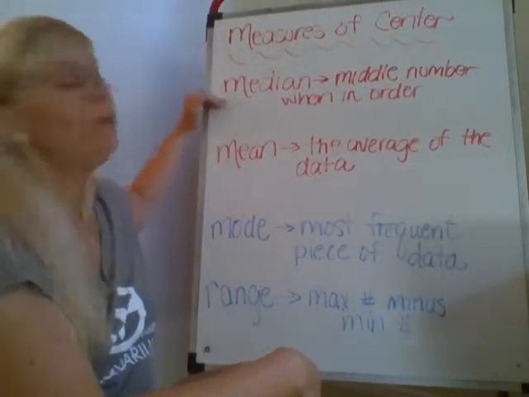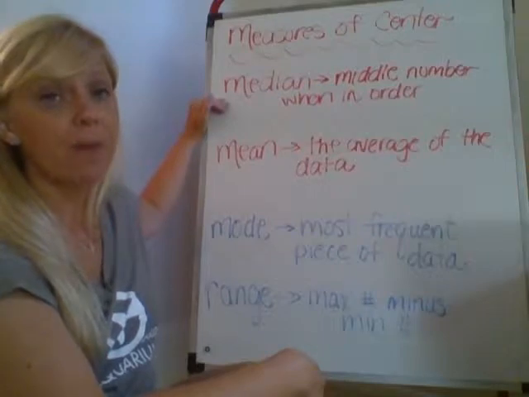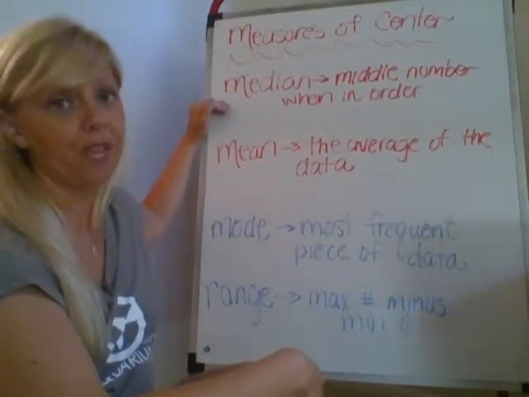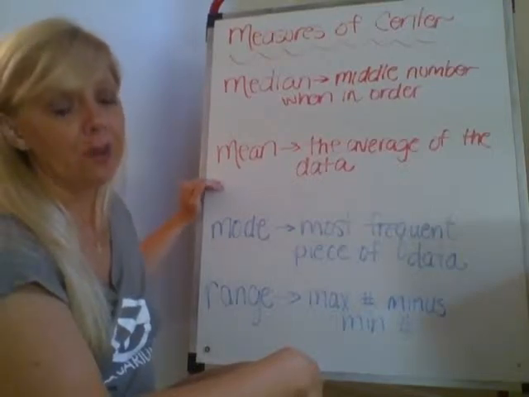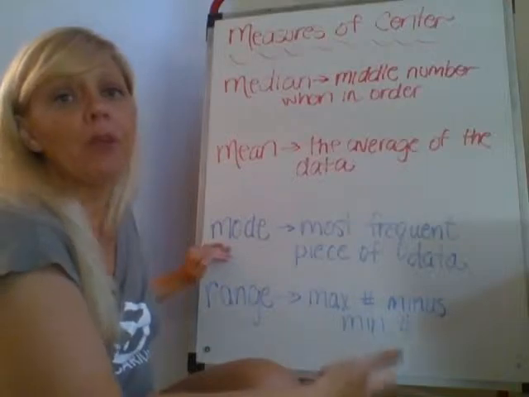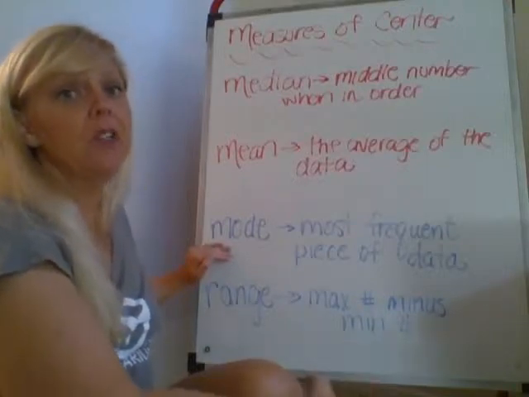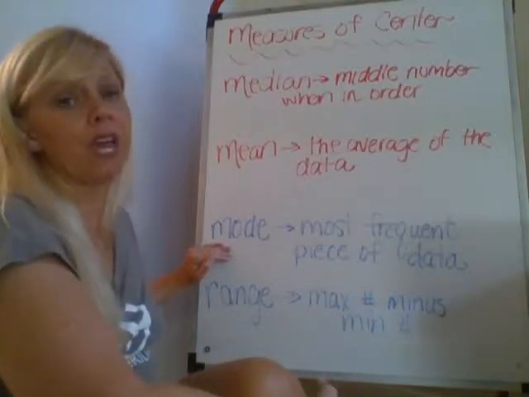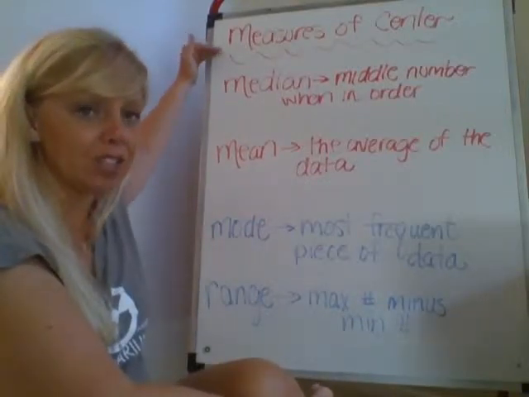So it makes sense that median would describe measures of center because it is the middle number when data is in order. Okay. Mean is the average of the data set. Okay. Mode is where you're looking for maybe the most frequent piece of data. So mode could be your lowest number in a data set or your highest number in a data set. It's really not in the center.